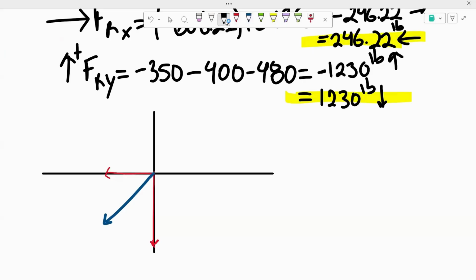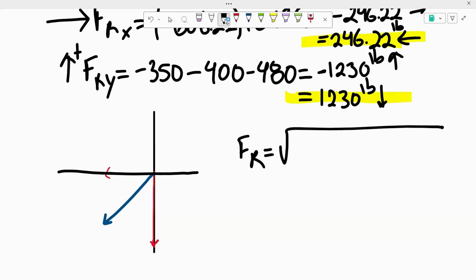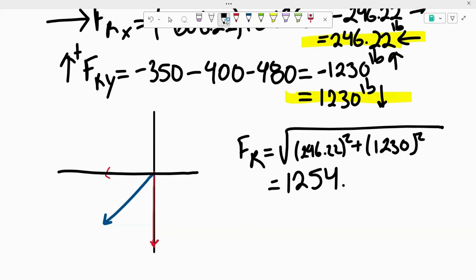So to evaluate our resultant force, all we have to do is F_R is equal to the square root of these two forces squared: 246.22 squared plus 1,230 pounds squared. And then we plug that into our calculator. 246.22 squared plus 1,230 squared. And that should give us a total of 1,254.4 pounds. And that is our magnitude for our resultant force.